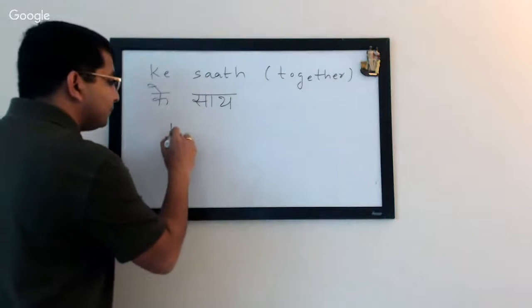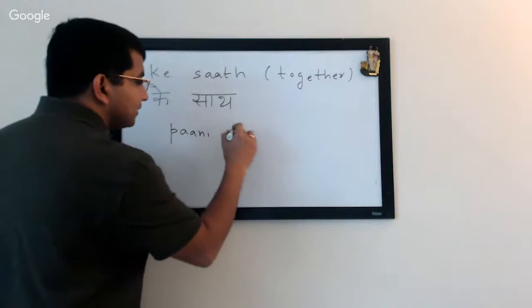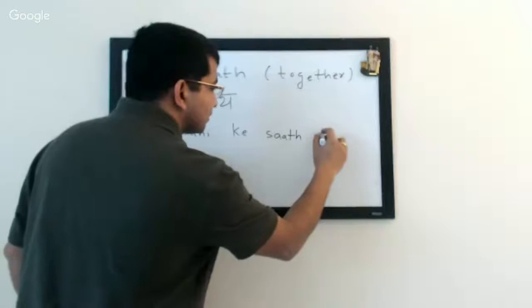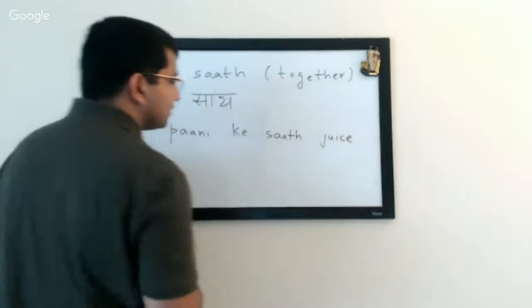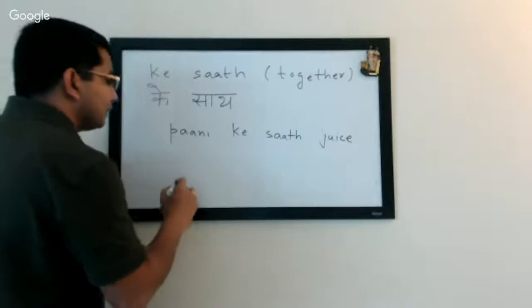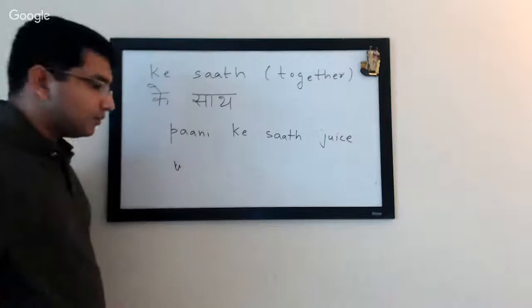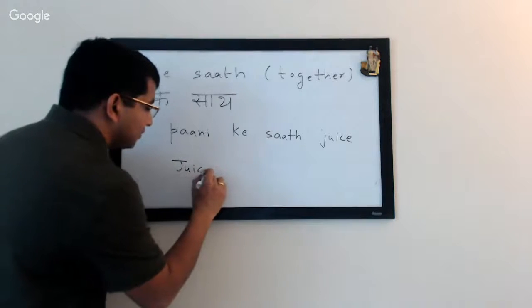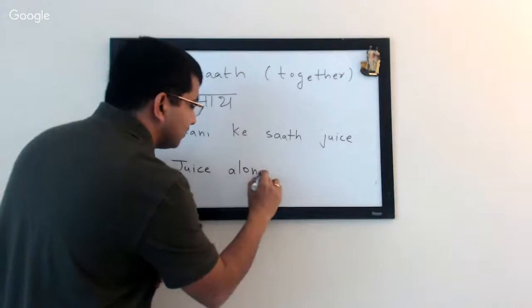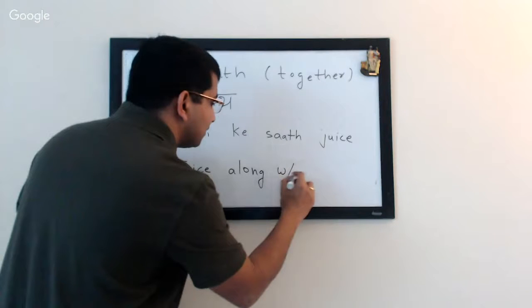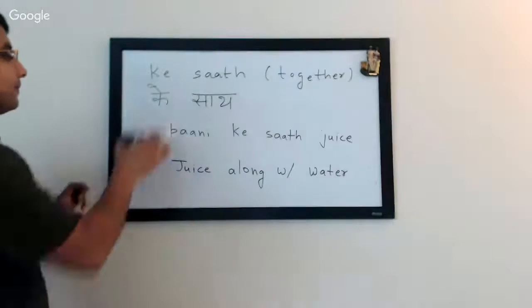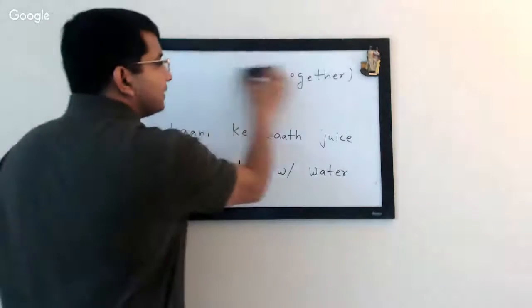You have पानी के साथ juice, right? It means juice along with water. पानी के साथ juice. Okay. More examples, right?